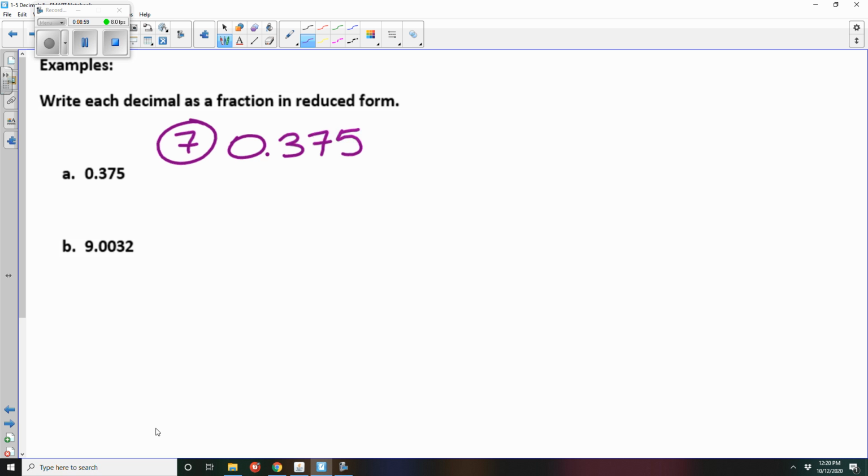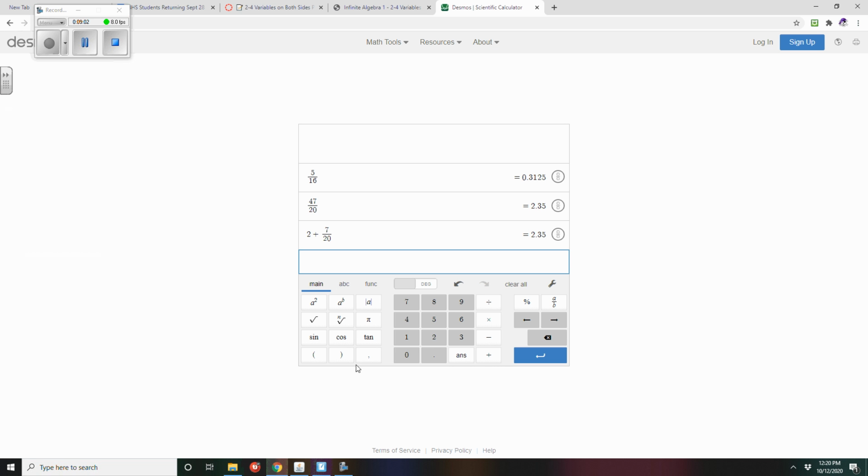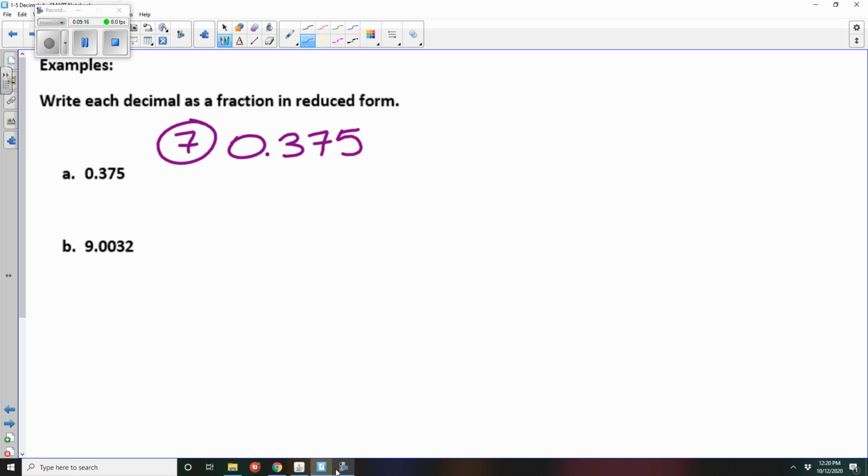So we'll go back to Desmos. We'll pull up our 0.375. Then what do I need to hit? The blue. You got it. Hit the blue button here and then convert to fraction button. And what is it as a fraction? 3/8. So the decimal as a fraction is 3/8.